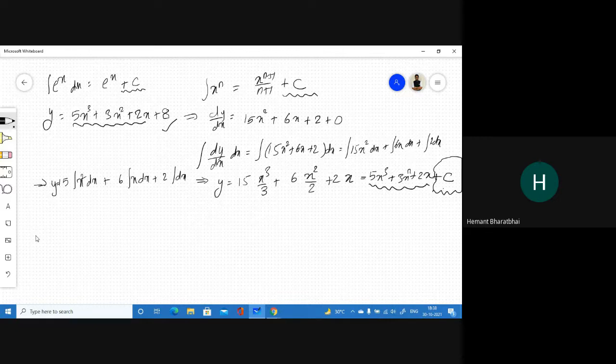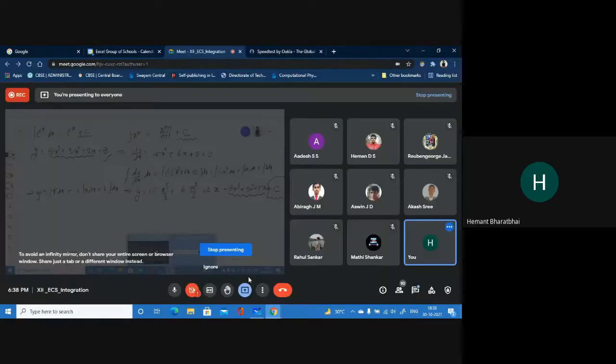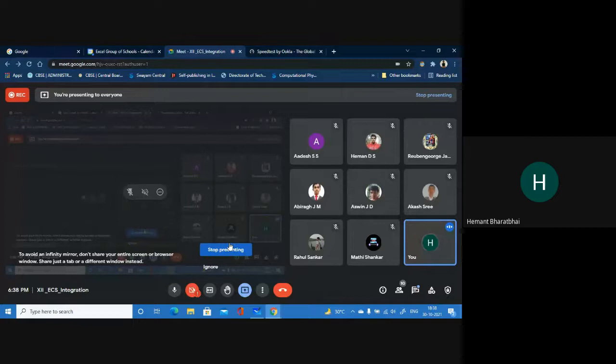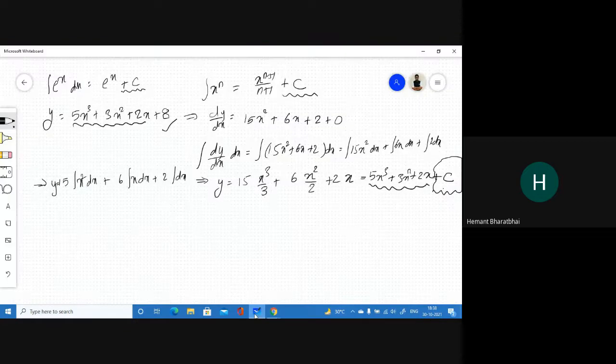I guess this chapter must have already been started in your school and a lot of these must have already been covered. Did the chapter start in the school? Students? Yes, sir. So you already have an idea, right? If I don't write all the formulas, it will be fine, right? Okay. So I'll directly start with the numericals.